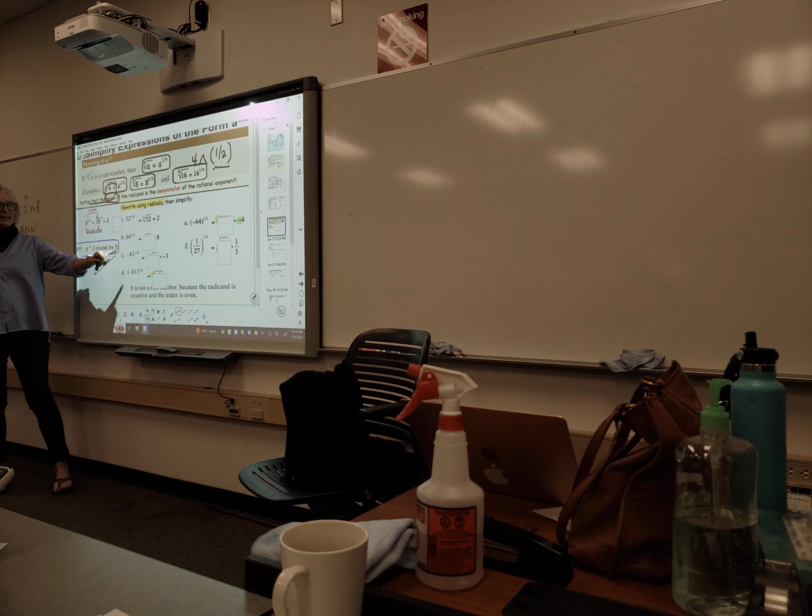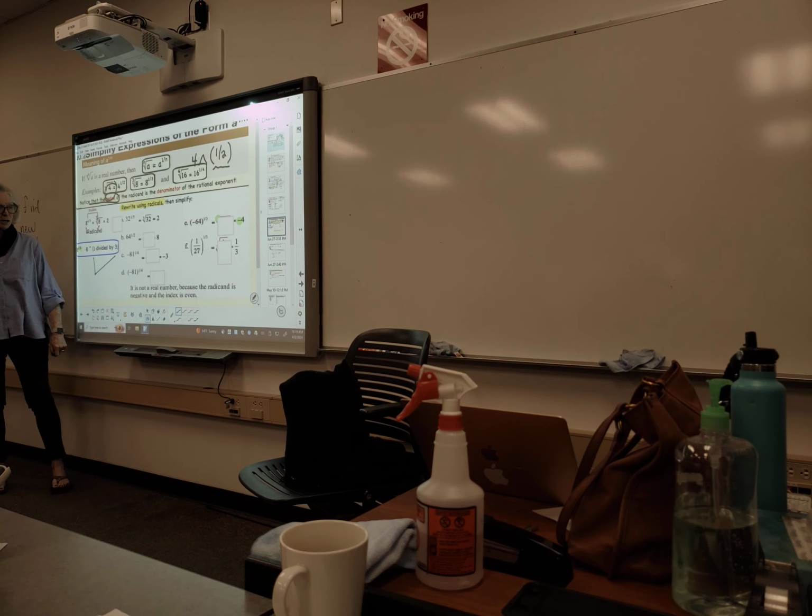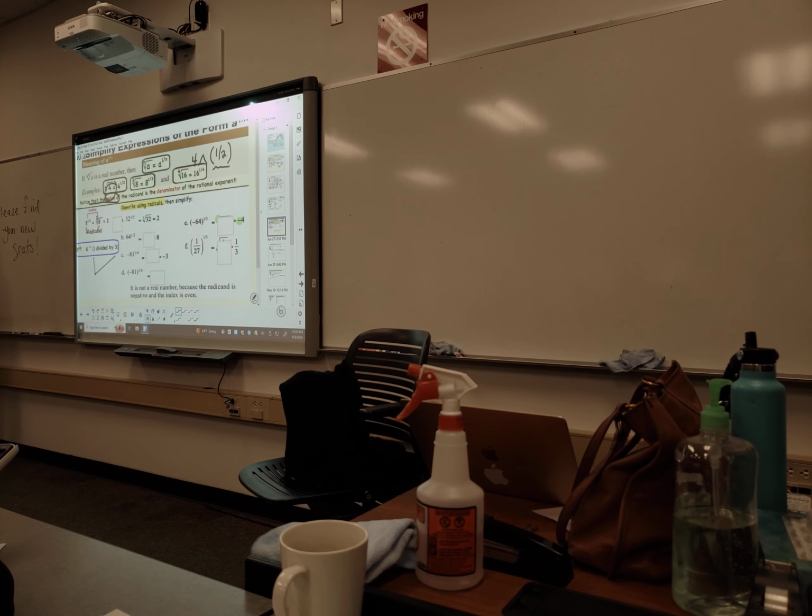Okay, write each of these with radicals. And then simplify using your calculator or your brain. But you gotta write it with radicals first. So if you don't have a calculator, the first part you can do.